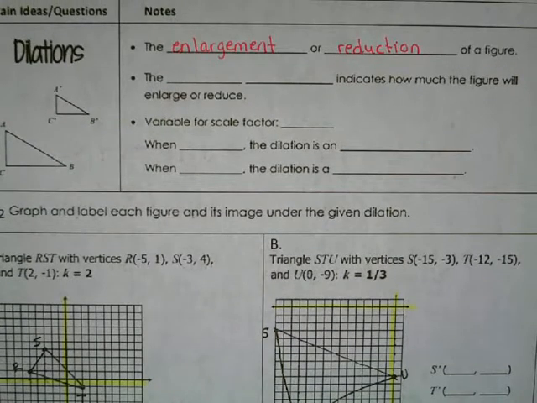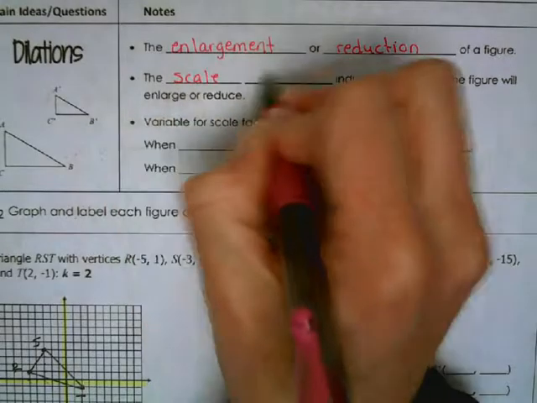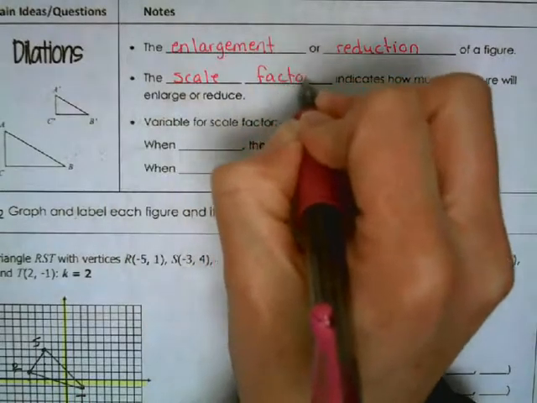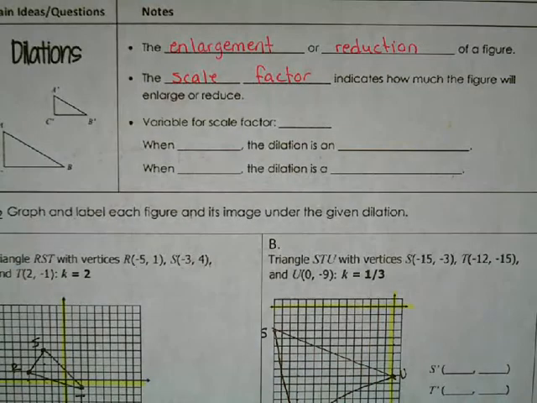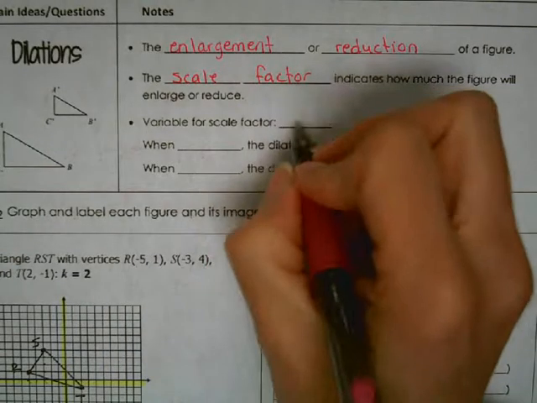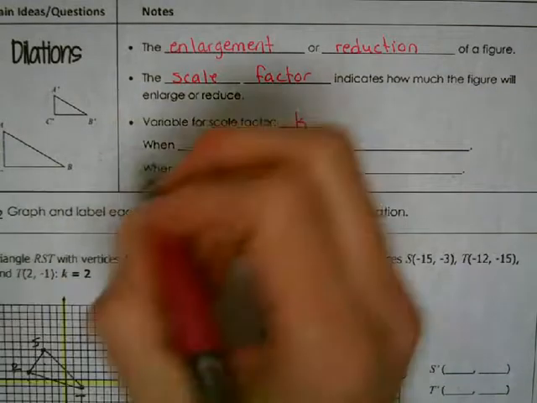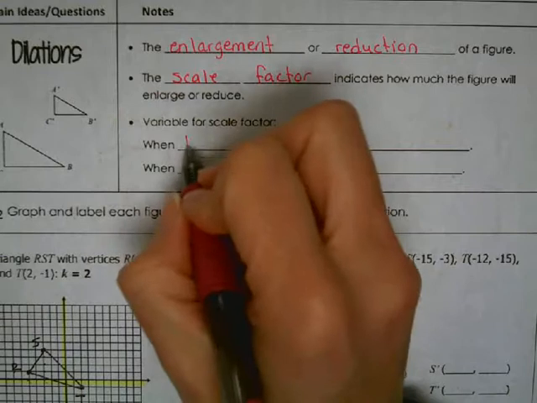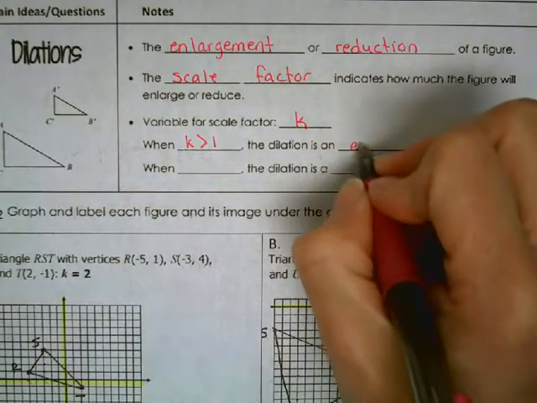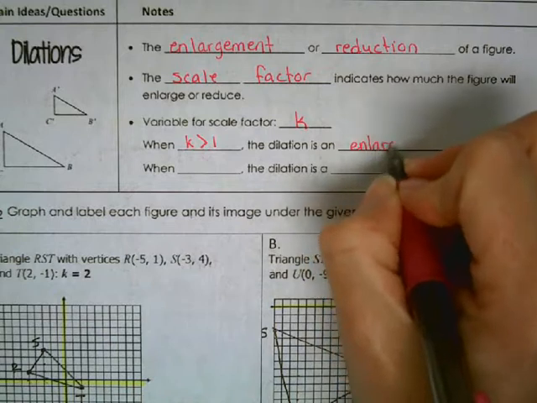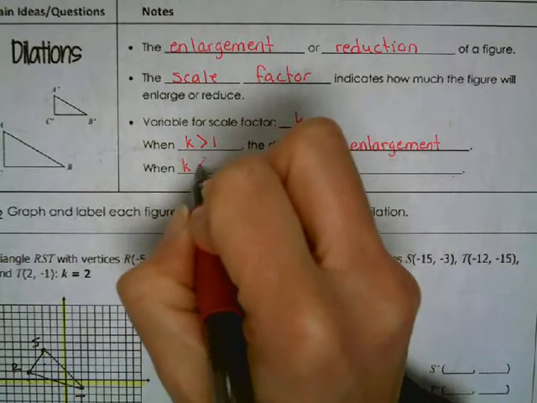The scale factor indicates how much the figure will enlarge or reduce. Okay? Variable for scale factor is the letter K. K stands for scale factor. If the K value, if the scale factor is greater than 1, then the dilation is an enlargement. If you have a scale factor of less than 1, it means it's getting smaller, so it would be a reduction.